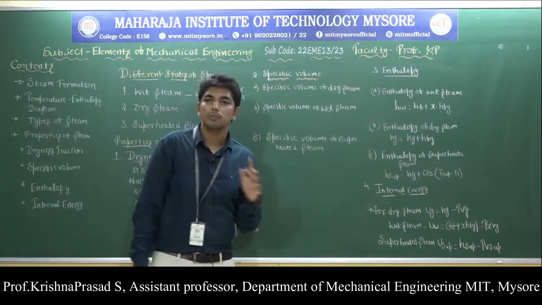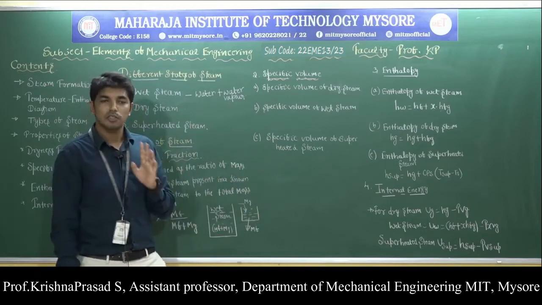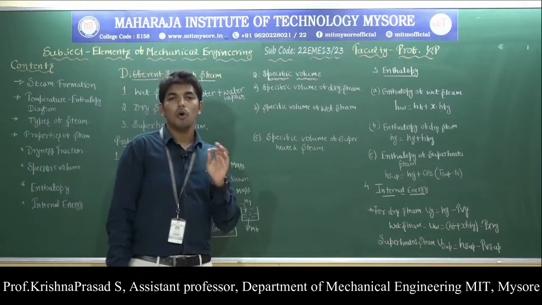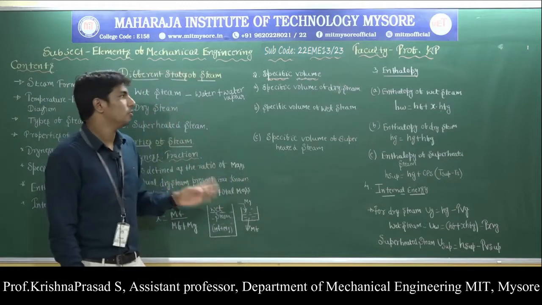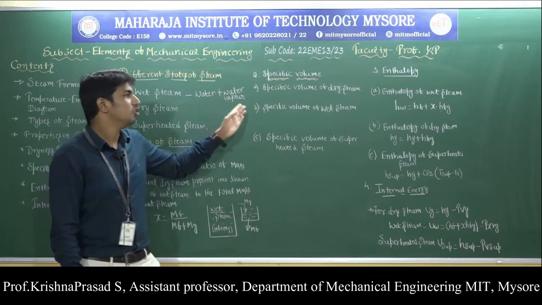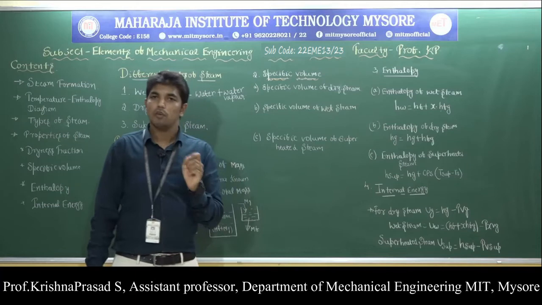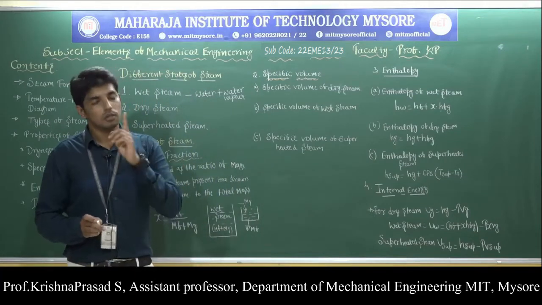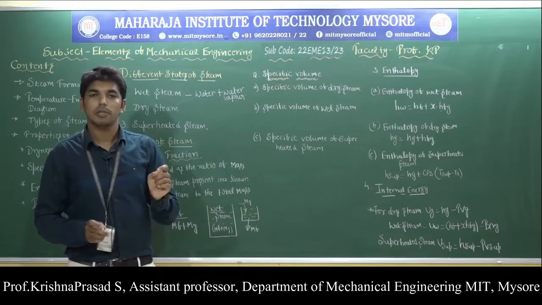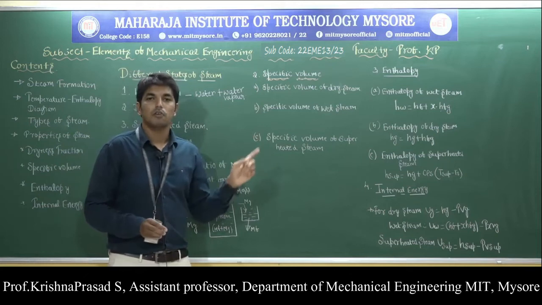The next property is called specific volume. What is meant by the specific volume? The specific volume is defined as the volume occupied by a known mass of a substance. First, what is meant by the specific volume of the dry steam? The specific volume of the dry steam is defined as the volume occupied by 1 kg of dry steam at the saturation temperature and the corresponding given pressure.